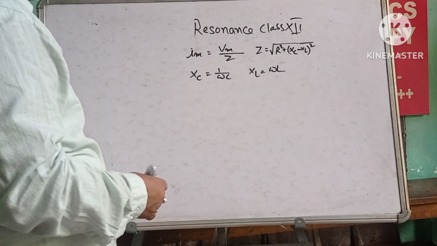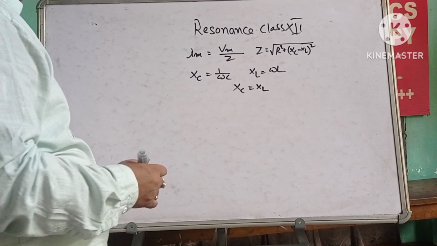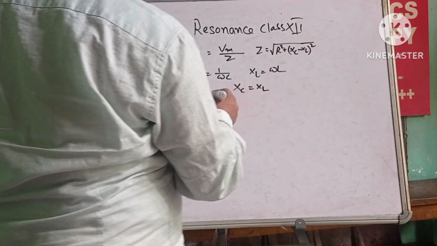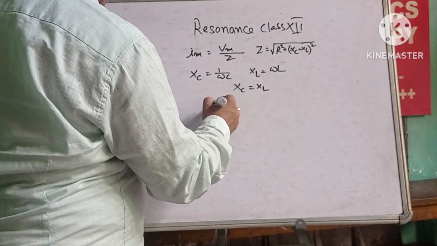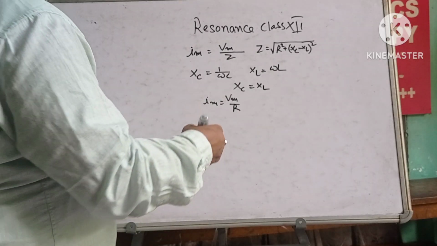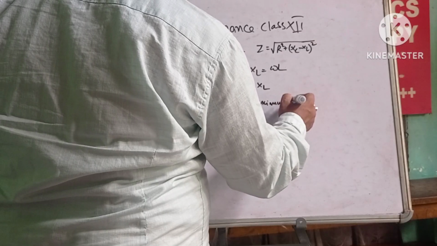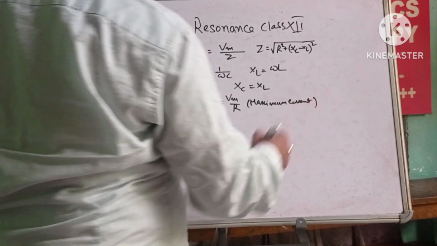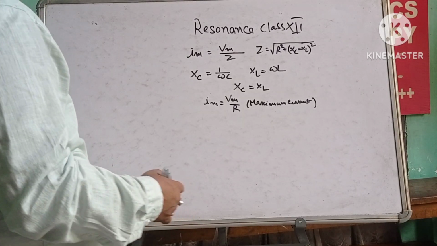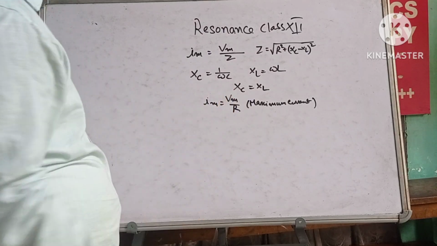Now what happens when your Xc is equal to XL? When Xc becomes XL, then this cancels out, and Im will be equal to Vm by R. That is the maximum current here. So here we see that when Xc is equal to XL, then Im is maximum.